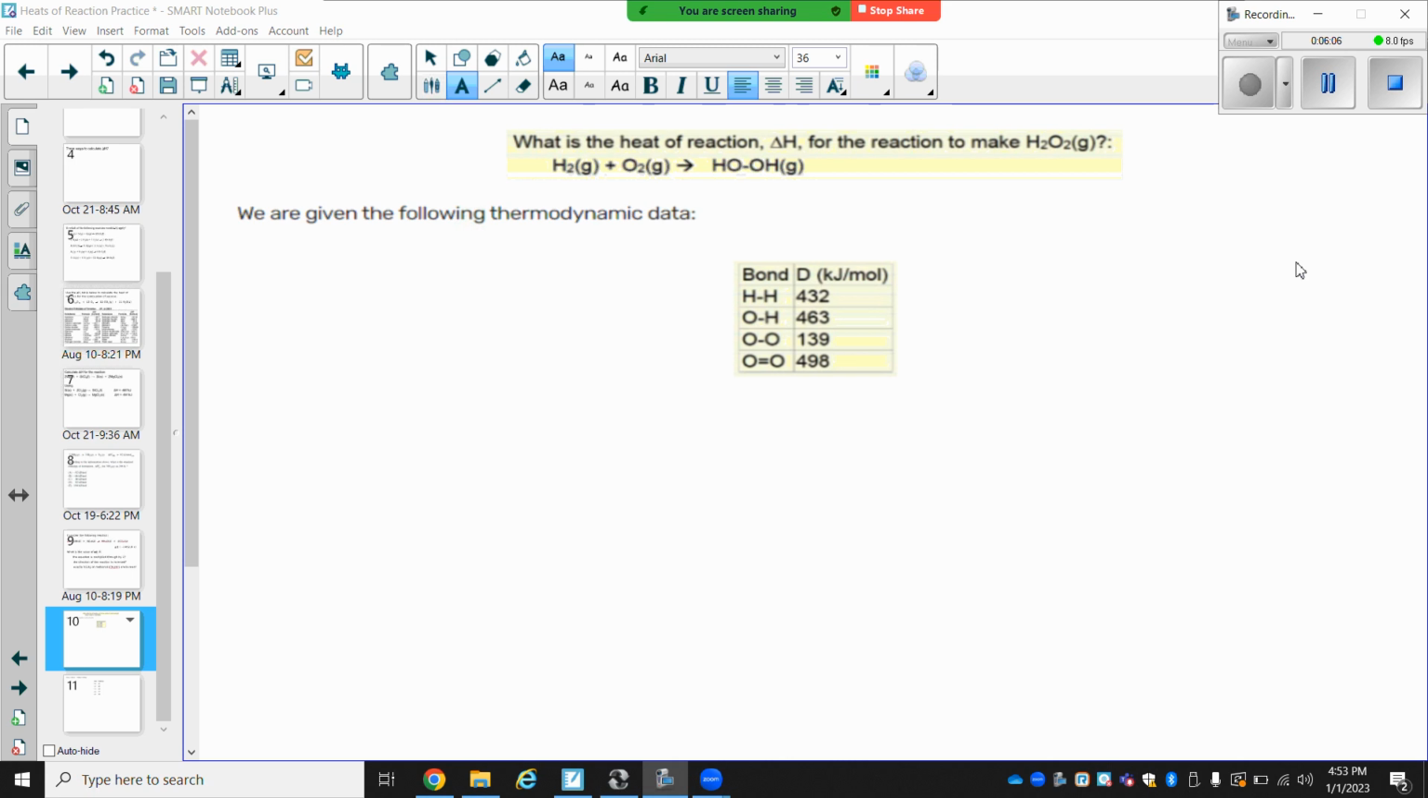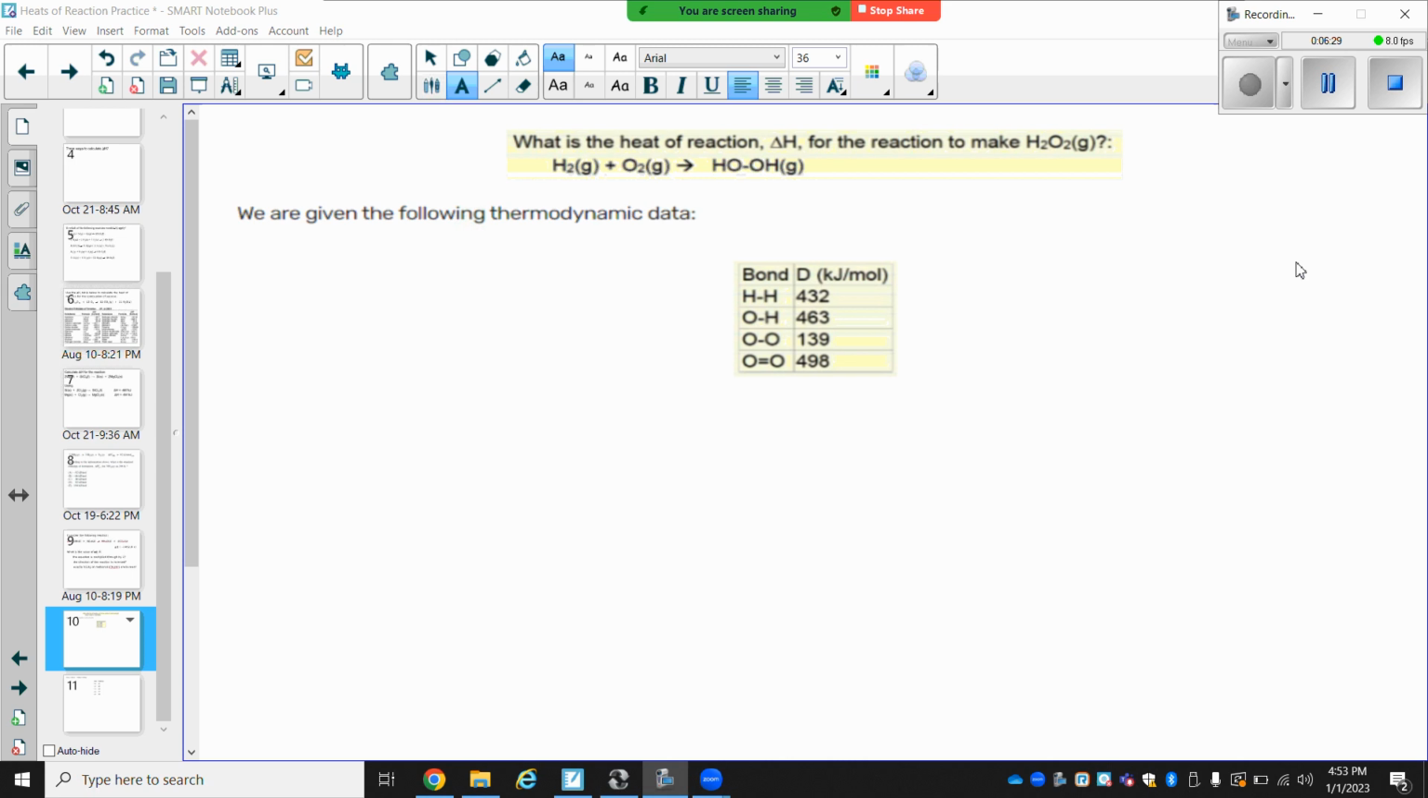And it gives us the following thermodynamic data. So this is the energy that is stored within each type of bond that we go through. And there are going to be different values whenever you have different elements bonded together. There are going to be different values whether it's a single bond, double bond, or triple bond.